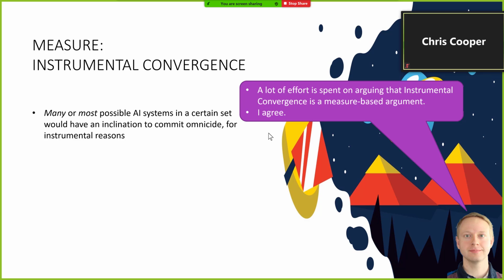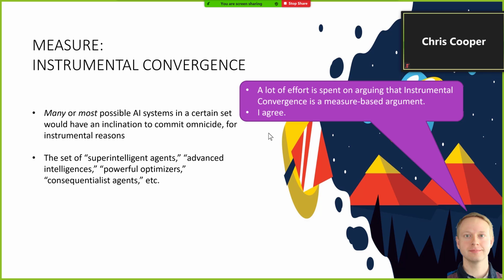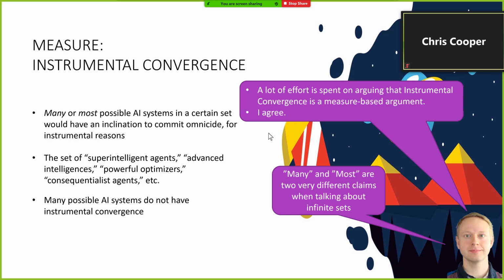And the statement is that many or most possible AI systems in a certain set would have an inclination to commit omnicide for instrumental reasons. This set could be one of, he gives a number of suggestions for what the set could be, and points out that there are a lot of possible AI systems which don't have this instrumental convergence. I believe it's true, but when we're talking about infinite sets, then it doesn't prove a lot to say that there are a lot of systems in this infinite set which don't have a property, because there might be many more that do have this property.